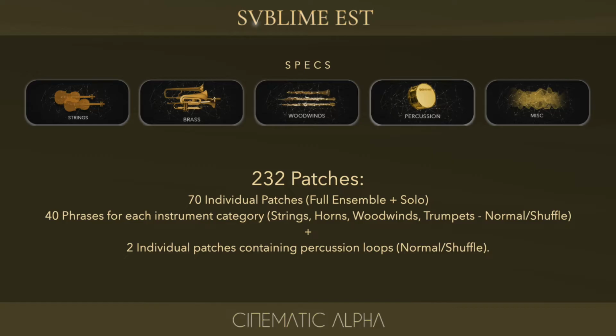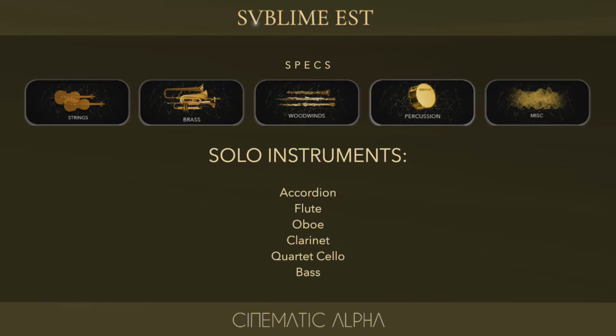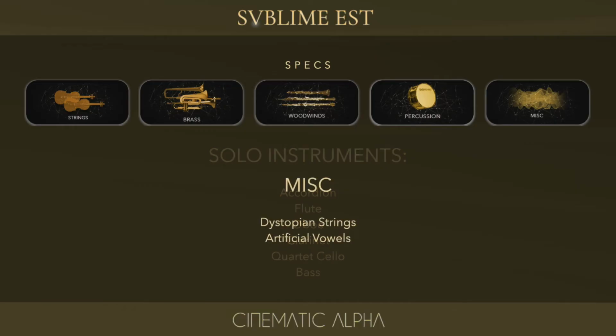Sublime Est includes 232 different patches in total, 70 individual patches, 40 phrases for each instrument category, plus 2 percussion phrases. Sublime Est features solo instruments such as accordion, flute, oboe, clarinet, quartet, cello, and bass. We also included a category for experimental sounds, such as dystopian strings and artificial vowels.